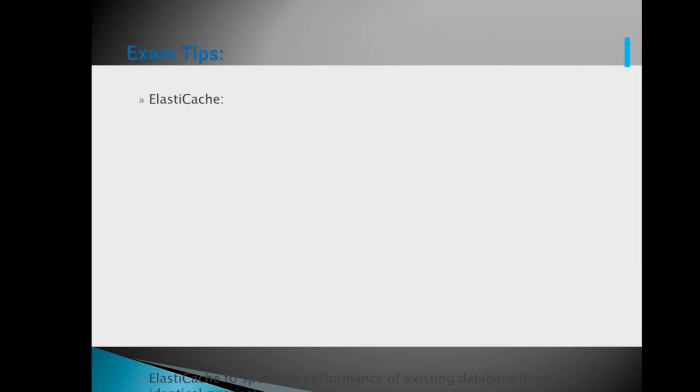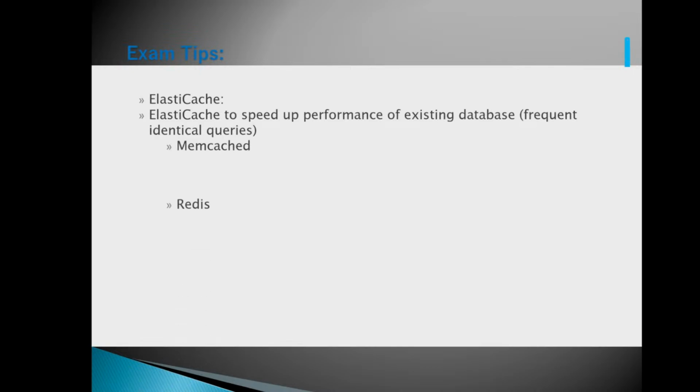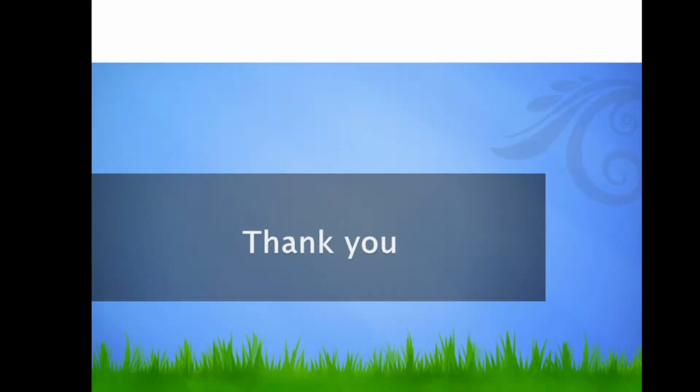To increase the performance of your database, you can enable ElastiCache. It comes in two flavors: Memcached and Redis. So this is your example.